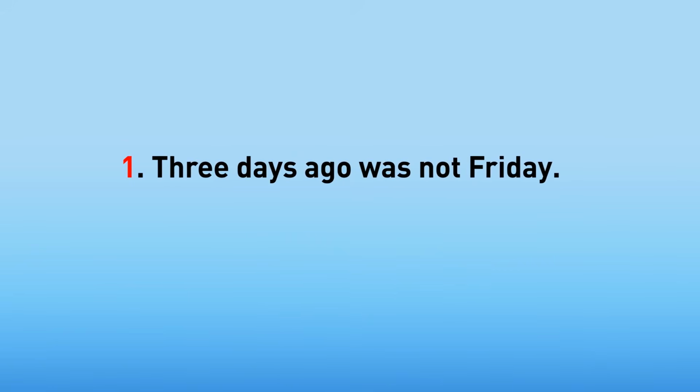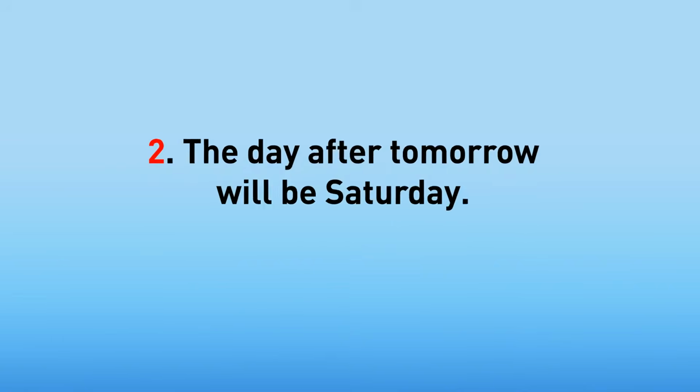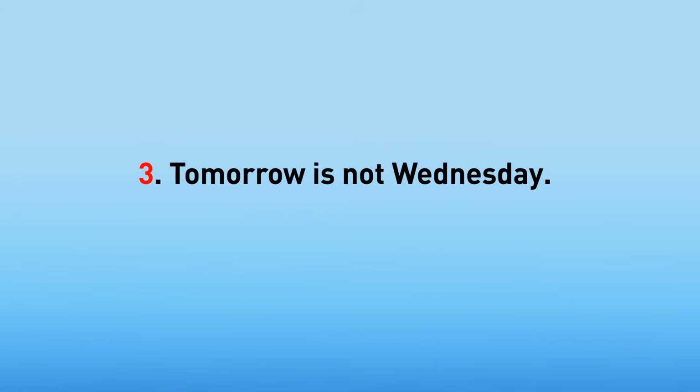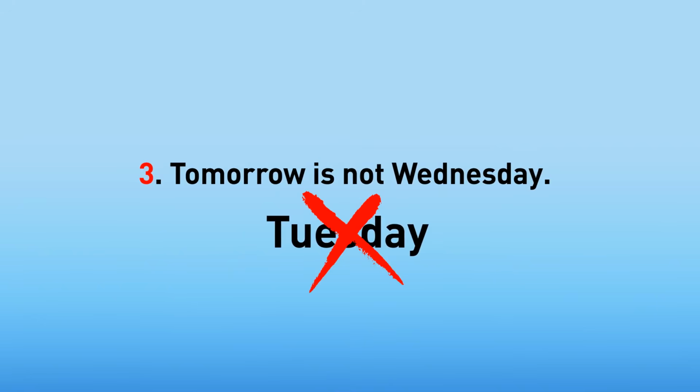It's Thursday. Let's see how we can figure it out. 3 days ago was not Friday. If this statement is true, then today is not Monday. The day after tomorrow will be Saturday. If it's true, then today is Thursday. Tomorrow is not Wednesday. Then today is not Tuesday.